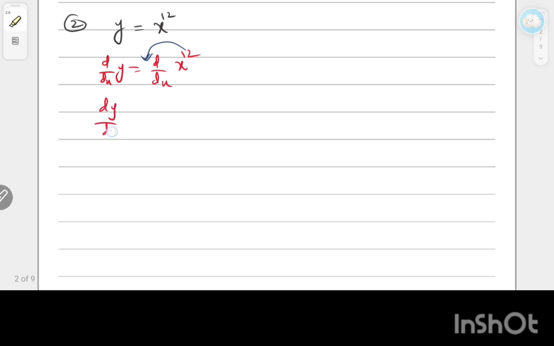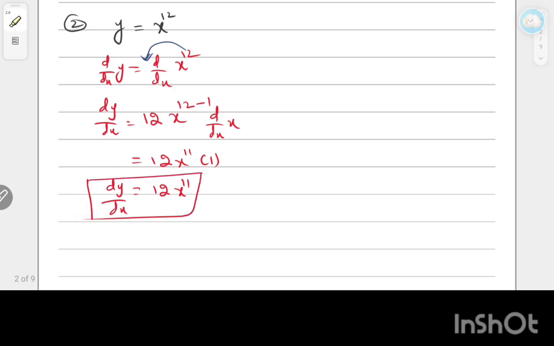dy by dx: the power comes to the start, it will be 12, and there is minus 1 from the power. Now take the derivative of x. Very simple rule: 12 x power 11, the derivative of x is 1, so we get the answer 12 x power 11. Dear friends, you can understand this concept. Move forward, we have our next example number 3.